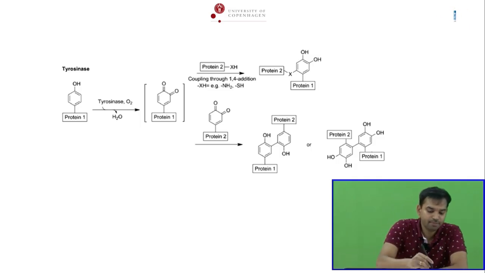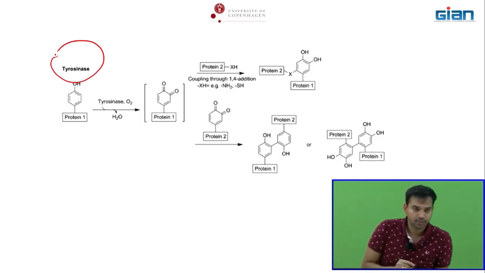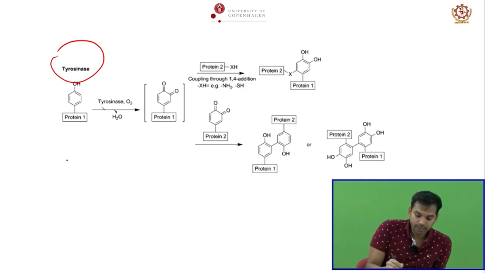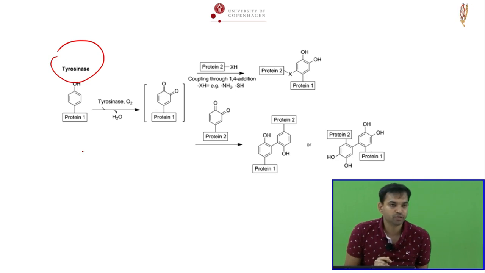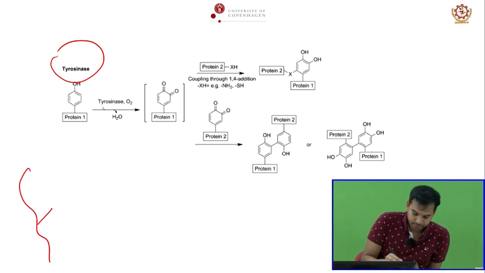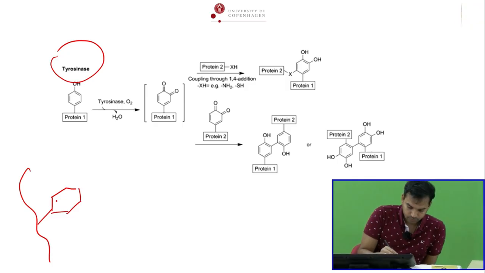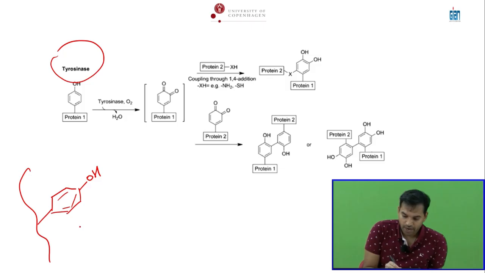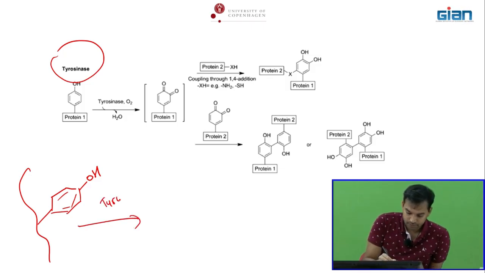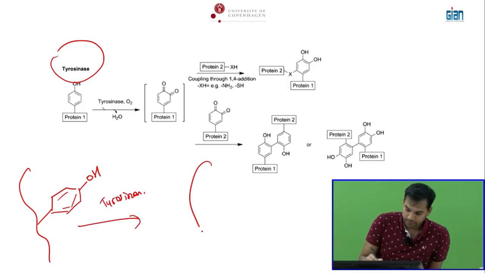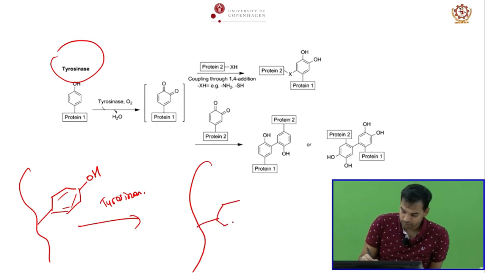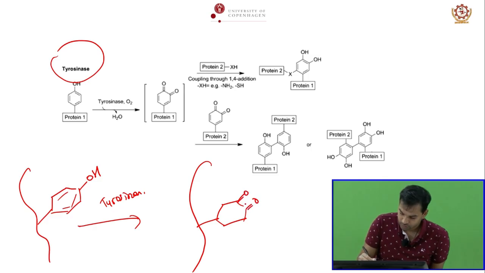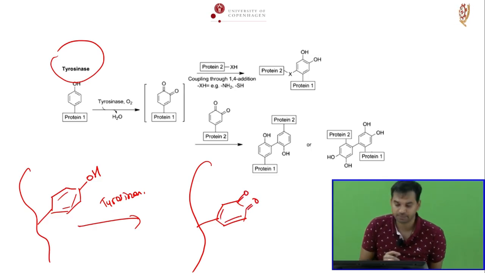And then we have another enzyme called tyrosinase. Transglutaminase will cross-link glutamine and lysine residues. Tyrosinase will cross-link two tyrosine residues. You have a tyrosine. This is tyrosine. Okay. If you had an enzyme called tyrosinase, it will oxidize tyrosine into an electrophilic compound, something like this one.